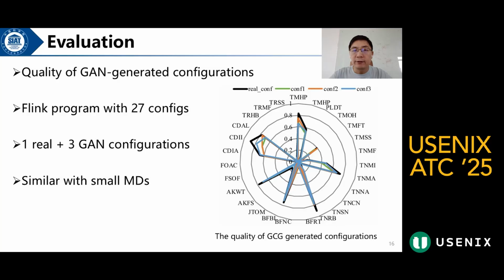We first evaluate the quality of the generated configurations. We compare 1 real and 3 GAN-generated configurations in a caveat plot. There are over 20 configuration parameters in this plot, such as TN, MF, BFRT, etc. The values of each parameter are normalized between 0 and 1. We can see that it is clear the 3 generated configurations are very similar to the real configuration.